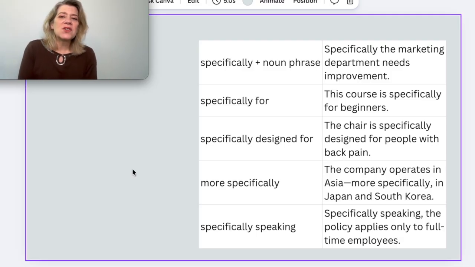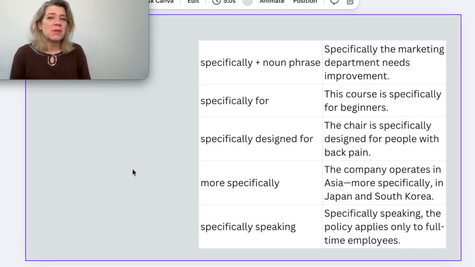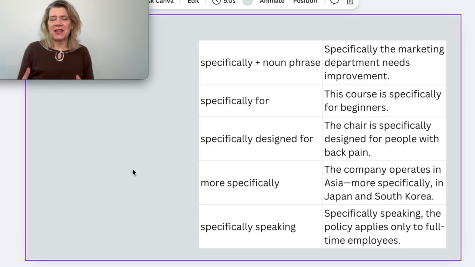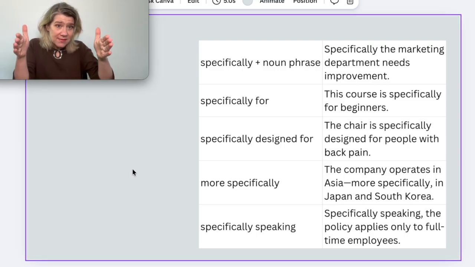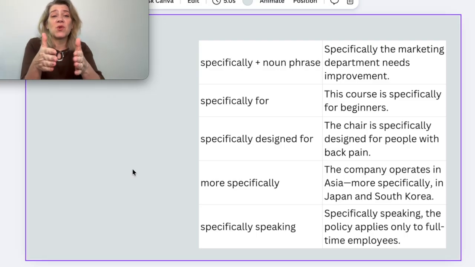Specifically for. This course is specifically for beginners. So this is intended for this group. Specifically designed for. Again, this is intended. The chair is specifically designed for people with back pain. More specifically, we use more specifically to narrow it even further. The company operates in Asia, more specifically in Japan and South Korea. Okay? Where it was specific, now we're making it even more specific.